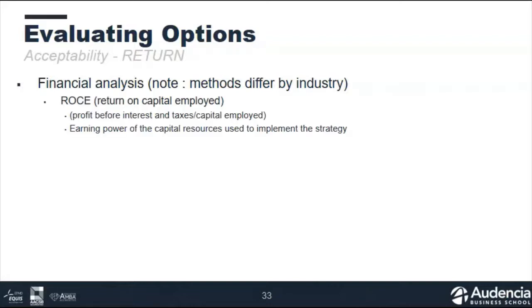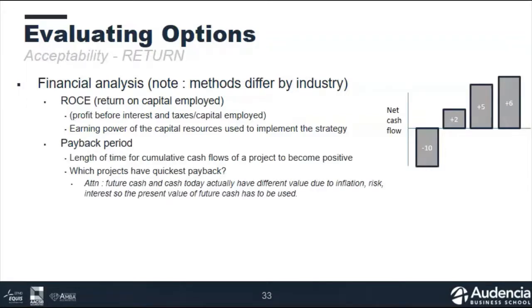So the first would be ROCE, return on capital employed. Basically, we're looking at profit before interest and taxes divided by the capital employed. What's the return on the capital that we're employing in our strategy? Is it earning what we want it to earn? That's the first one. A second measure would be a payback period.